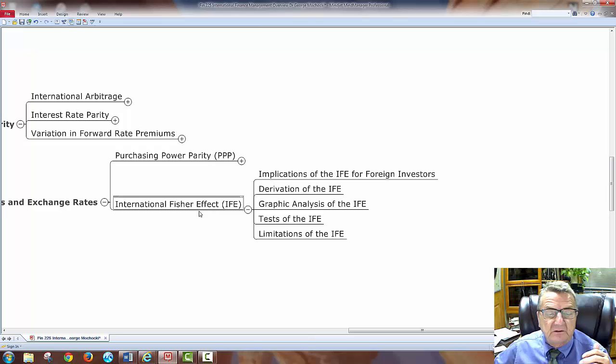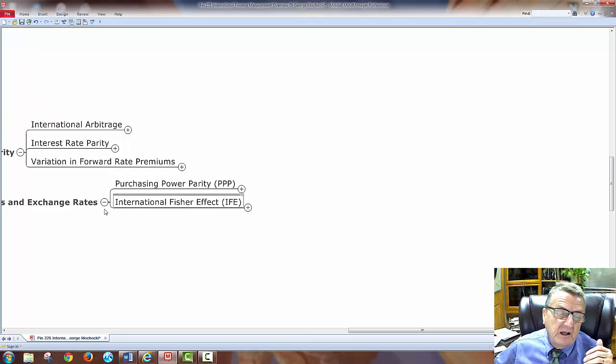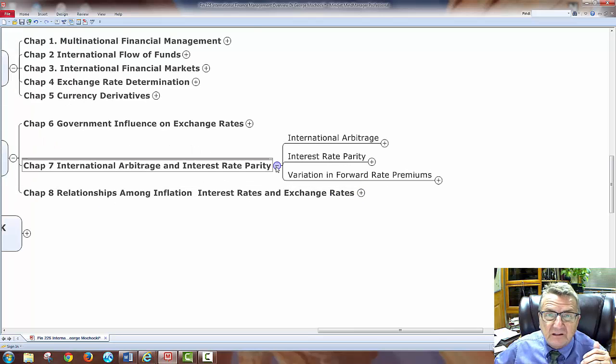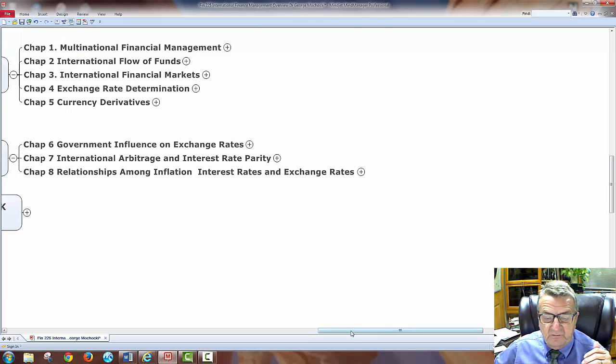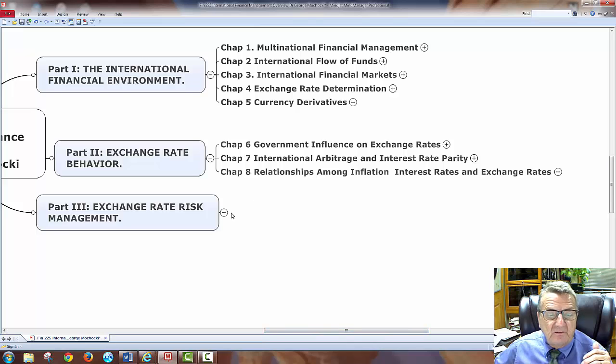How do I apply the international Fisher effect? How do I look at it for investors? How do I measure it? Okay, and we've had that in finance, so we're just expanding on that. All right, so we have this. Now we're going on to part 3. So this was exchange rate behavior. How do I exchange money back and forth? Okay, you need that in finance.